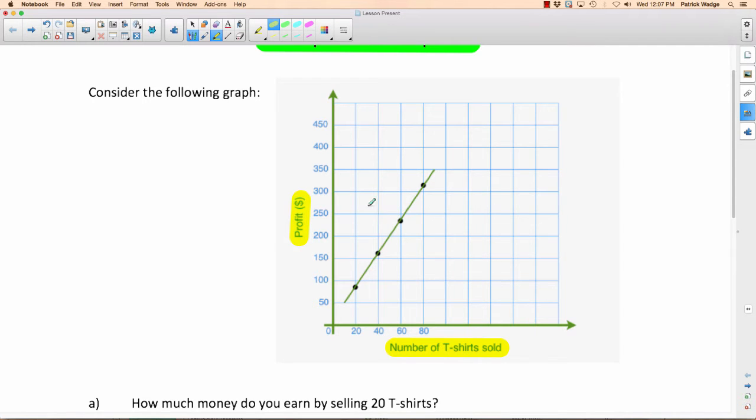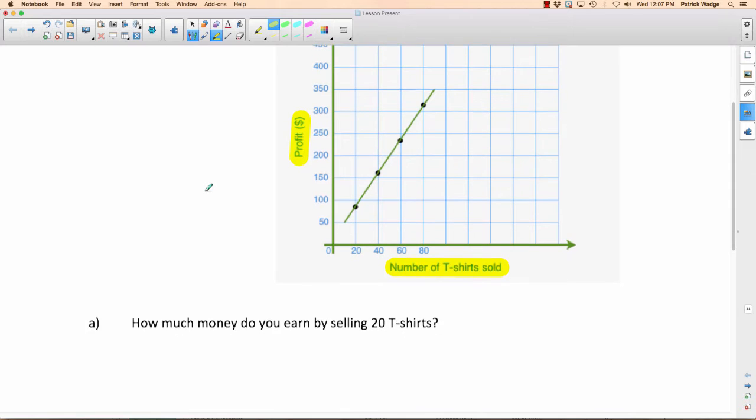So we've got some questions here about reading the graph. First question, how much money do you earn by selling 20 t-shirts? Okay, number of t-shirts at the bottom. Here's 20 right here. So I go straight up until I hit the graph, and then I go over from there, and then we estimate how much that is. Well, it's more than halfway. Halfway would be 75. It's a little bit more. I would say 80 bucks probably. Do I know that 100%? No, but that's my best estimate from this graph.